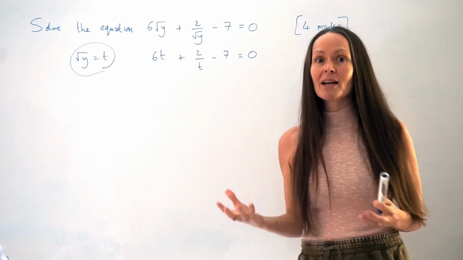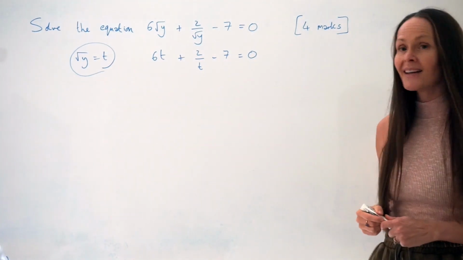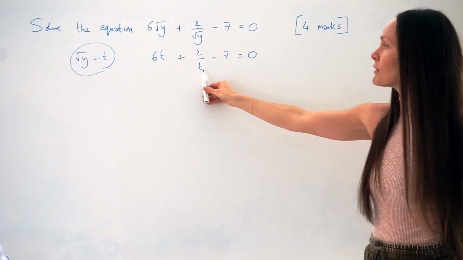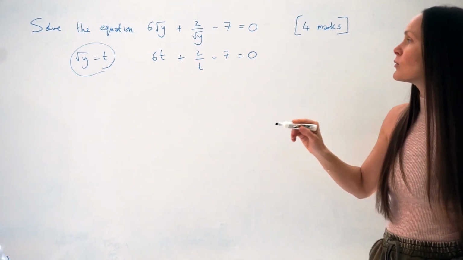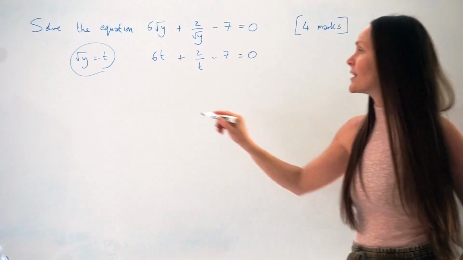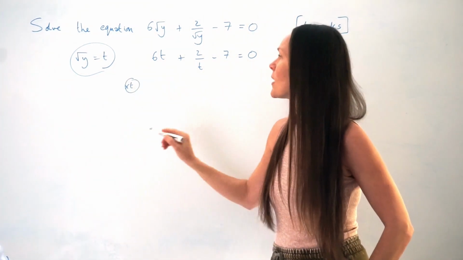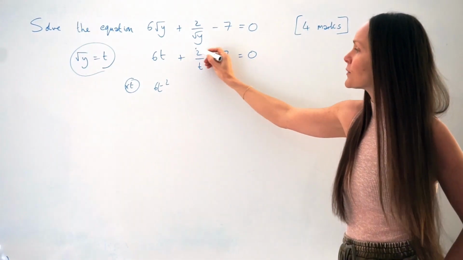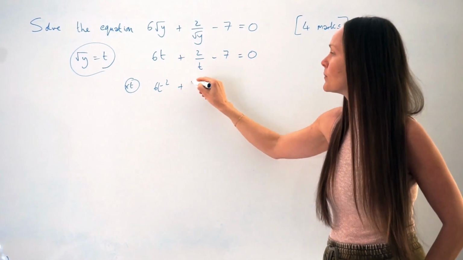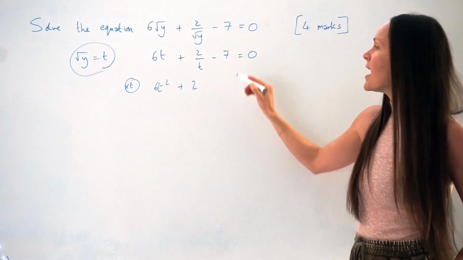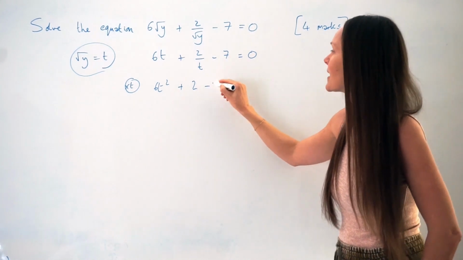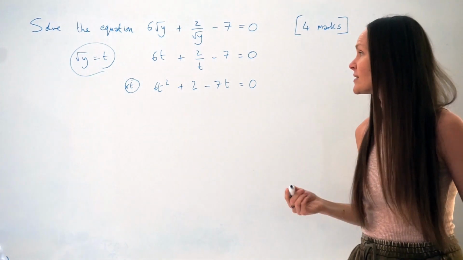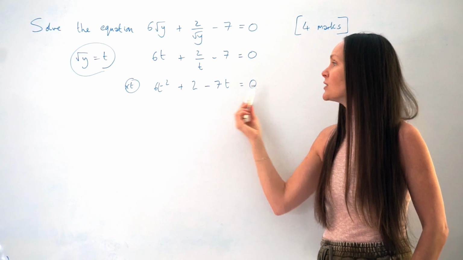And straight away, this equation is looking a lot simpler to solve. What I would do next is get rid of this fraction. To do that, I'm going to multiply everything in this equation by the letter t. If I multiply 6t by t, I get 6t squared. If I multiply this fraction by t, the t's cancel and I'm left with 2, so now I have got rid of that fraction. And if I multiply negative 7 by t, I get negative 7t. So now we have a quadratic equation to solve to find the letter t.